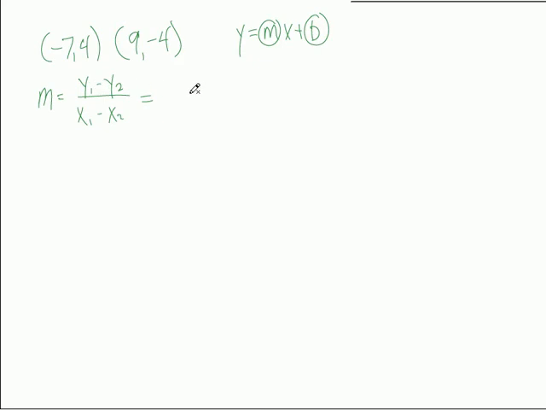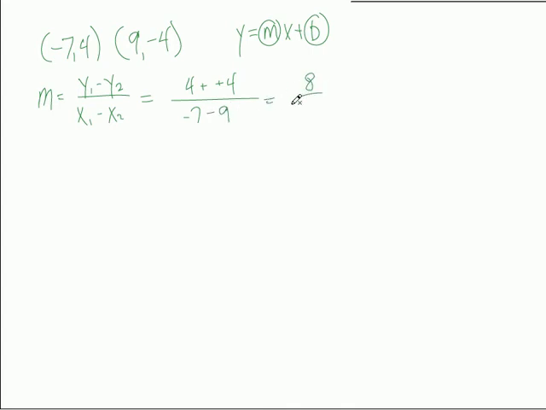Let's do this thing. Let's just subtract the y's. It doesn't matter what order. I always like to take the first one minus the second one. To me, that's just a little easier. Okay, so it's 4 minus negative 4. So it's not just 4 minus 4, it's 4 minus negative 4, which will eventually be 8, right, which would be an 8. Okay, let's do the x's now. What is that? Negative 7 minus 9.